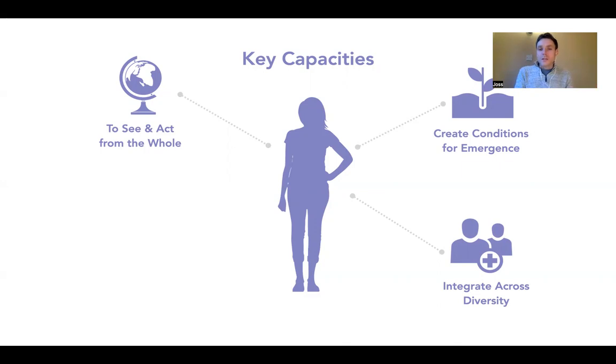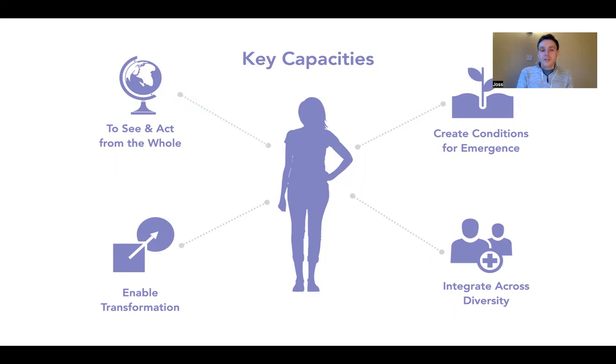Third capacity is around integrating across diversity, connecting across boundaries, and a more network form of leadership that's more about influence rather than control. How do you actually lead in the absence of control across divides and so forth, particularly around creative tension and liminal space. How do we bring different actors together to resolve those kinds of contradictions and hold the space for that.